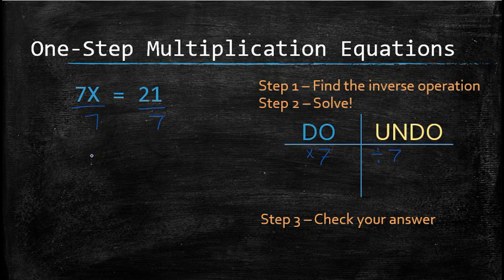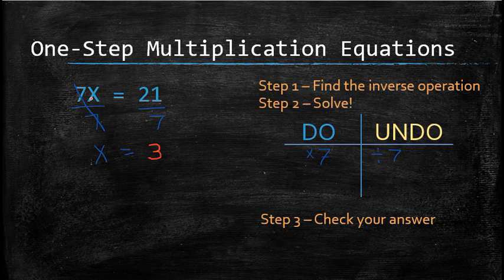You can do this on your calculator if you'd like, or if you're really good at your math facts, you can go ahead and do that in your head. 7 divided by 7 is 1, and we don't put a 1 before the x. So we just are left with x. And 21 divided by 7, go ahead and do that in your head or in your calculator. And you should have the answer of x equals 3. Okay, but we're not finished. We need to check our answer.